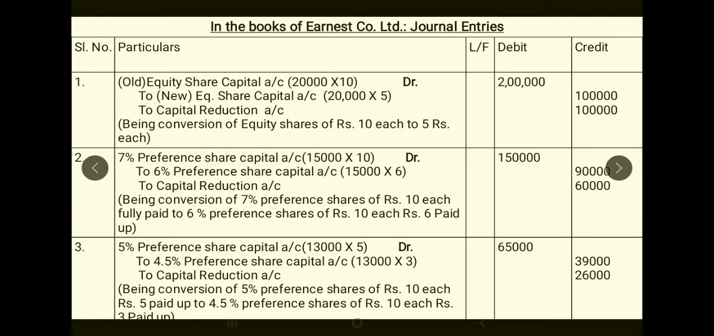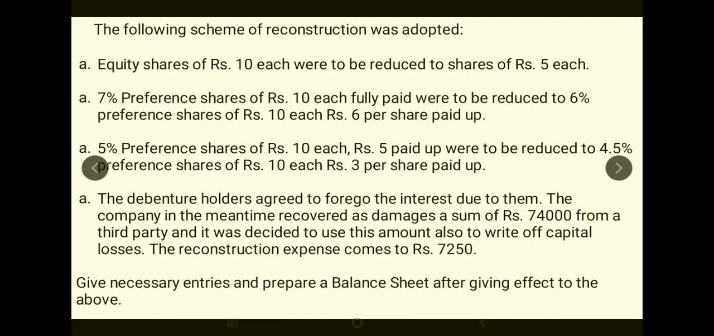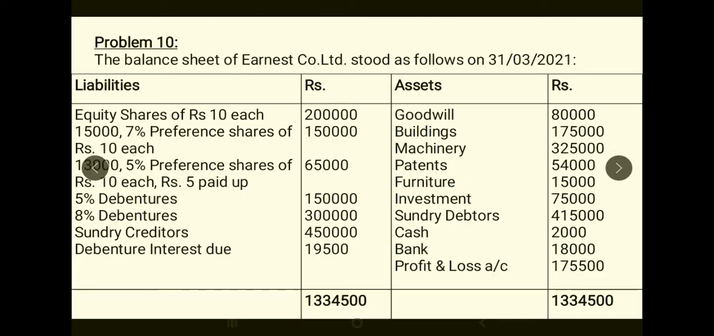Next, third adjustment, you have 5% preference shares of rupees 10 each, 5 rupees paid up were reduced to 4.5% preference shares of 10 each, rupees 3 paid up. So here you can see 5% preference shares of 10 each, 5 rupees paid up, value 65,000. How did you get 65,000? 13,000 shares into 5 rupees. Paid up value, you should always multiply it with paid up value. 5 rupees is paid up value into 13,000 gives you 65,000.